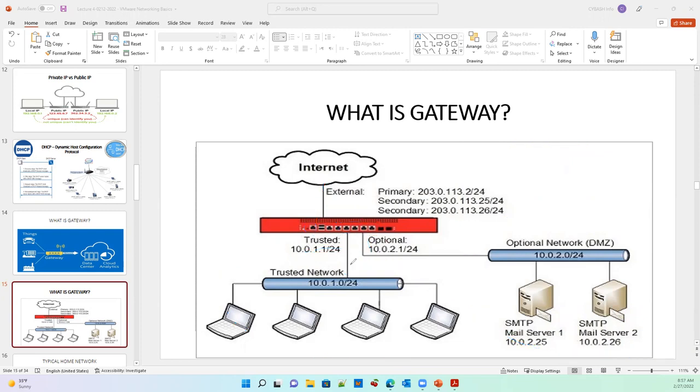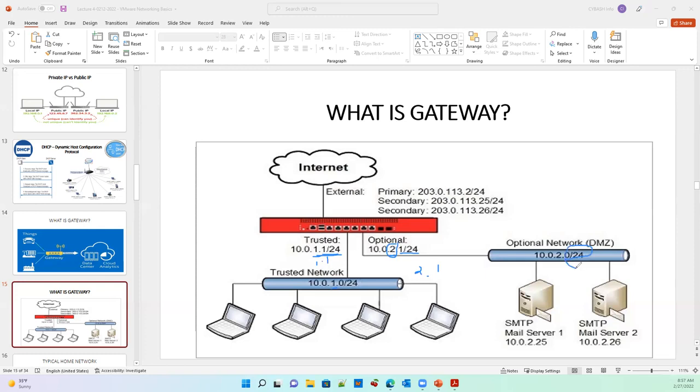In this structure, the internal networks build two networks inside. If you pay attention, this network starts with one, right? And this one starts with two. This is like the 2.1 network, this is the 1.1 network. If you look at the third octet, this one's third octet is two, this one's third octet is one. So you have two different networks. If you look at their IP addresses, they are different. This one starts 10.0.1, and this one starts 10.0.2.